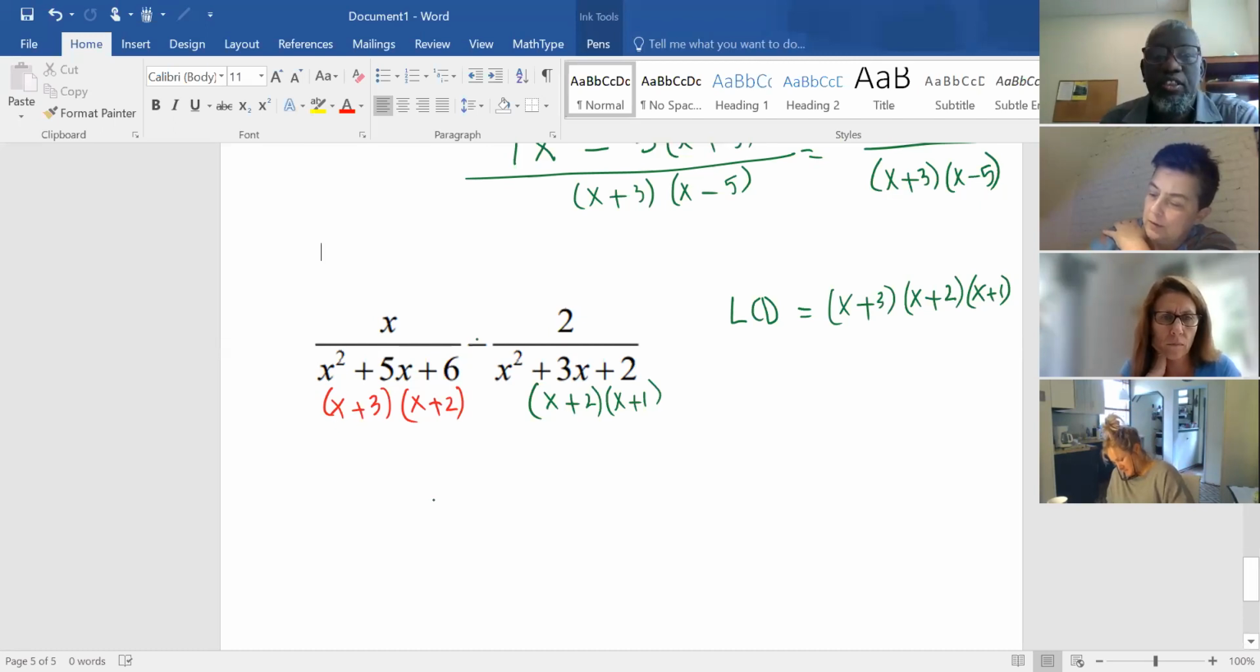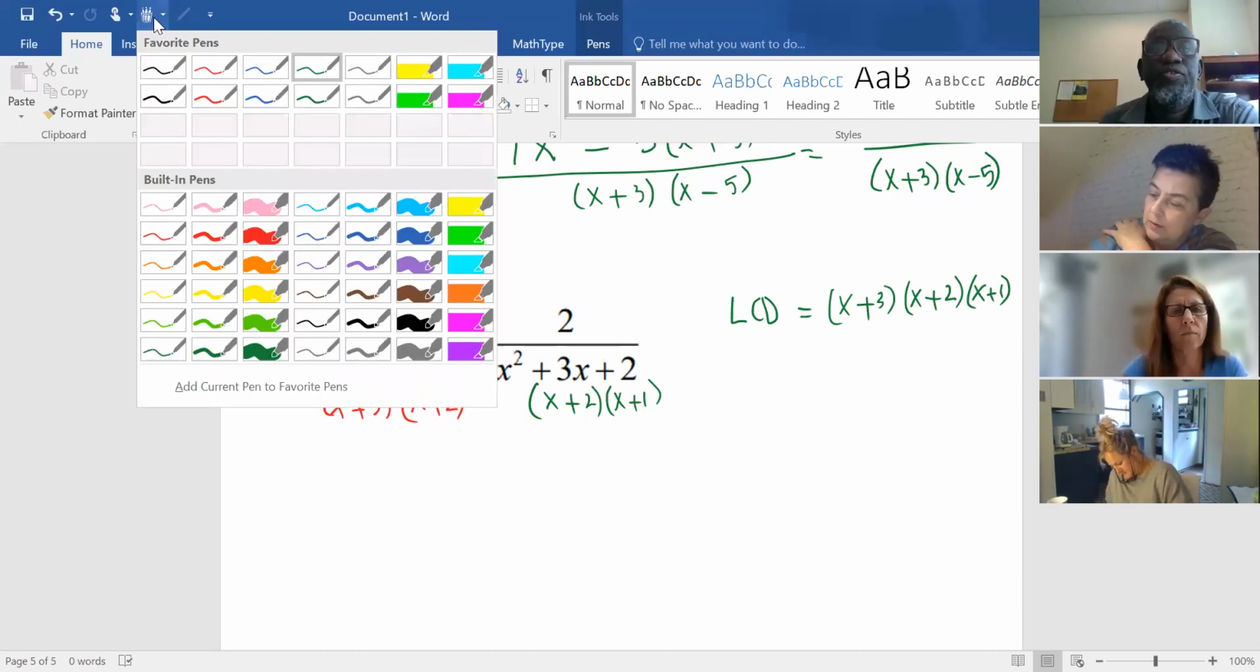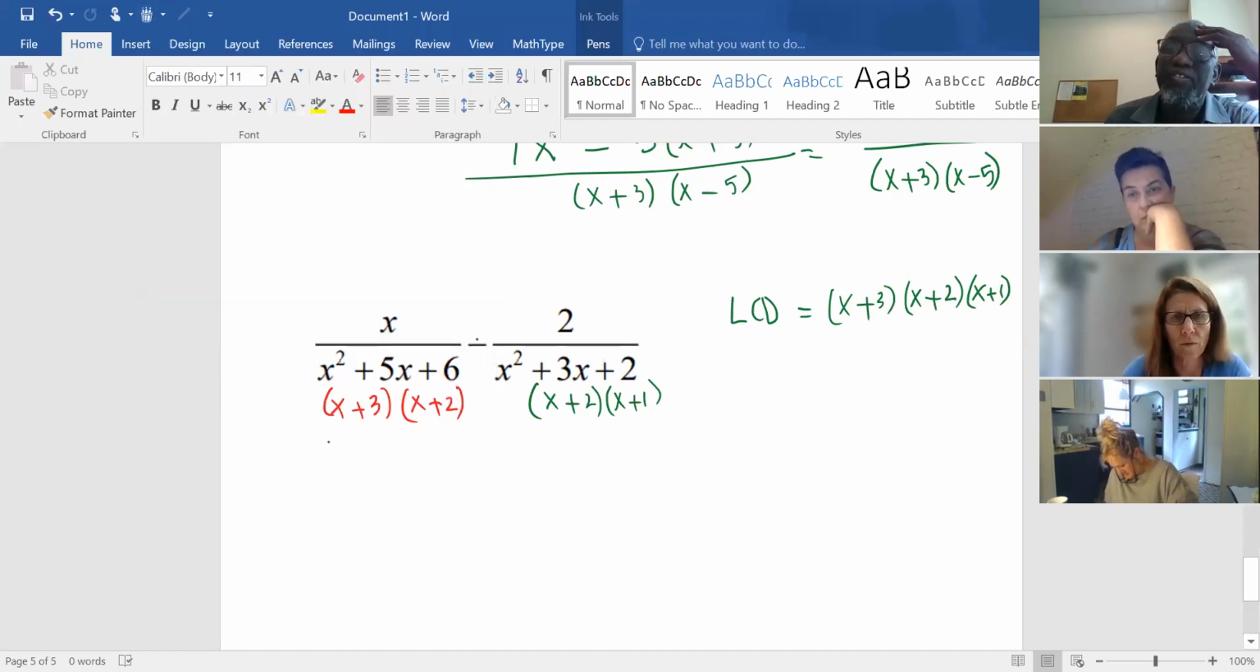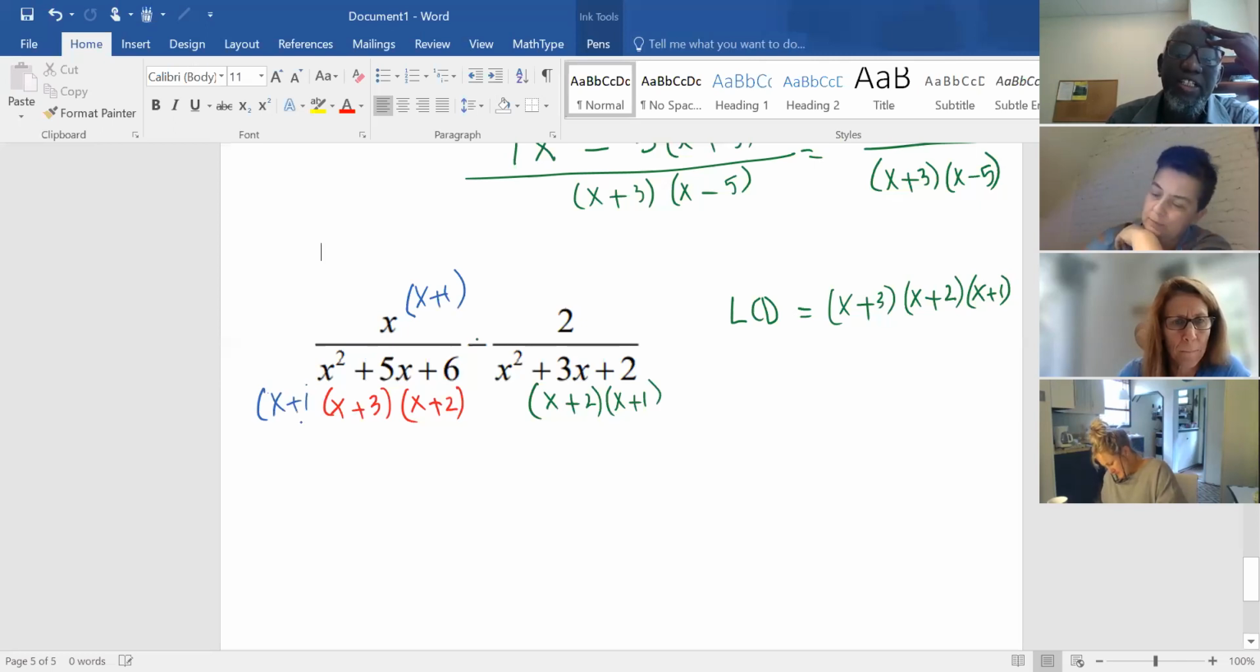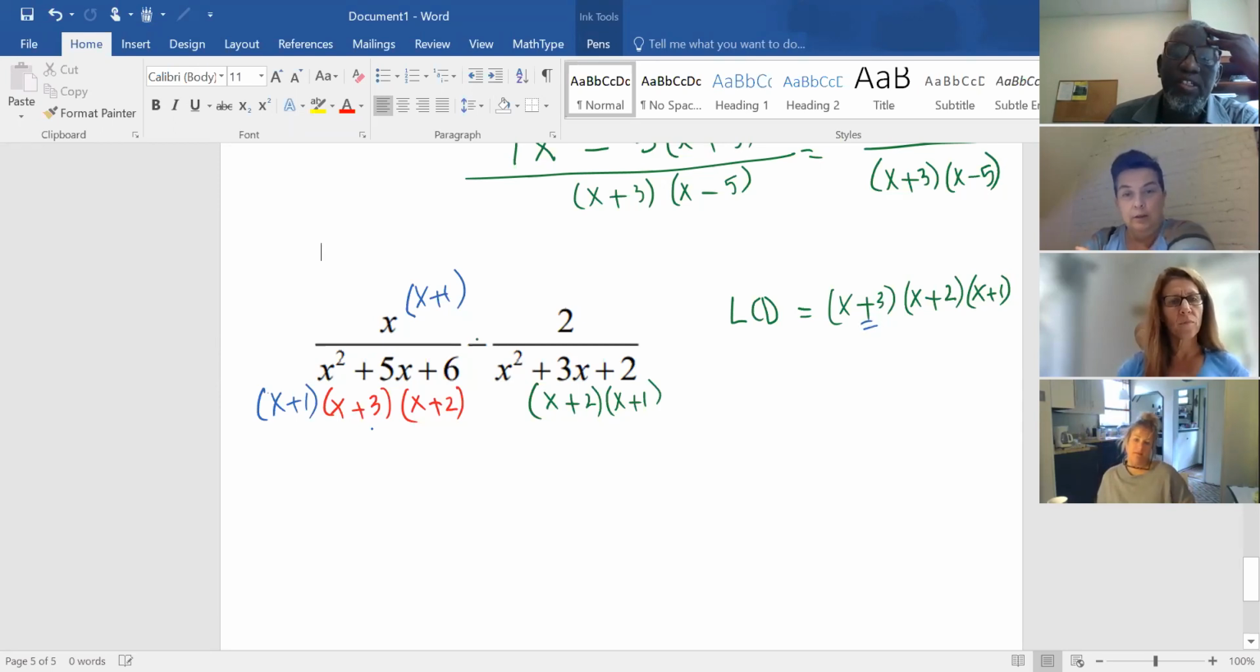So now, okay, now you look at the first fraction. What do you have to do to it to get the LCD at the bottom? What do you have to do with the first fraction? You want me to keep going? Yeah, keep going on it, please. Okay. So you have to multiply the numerator by x plus 1. So x times x plus 1. And yes, everybody see that? The LCD here, I look at the LCD, x plus 3 is here, x plus 2 is here. So the missing piece is x plus 1, and I put the missing piece, right?